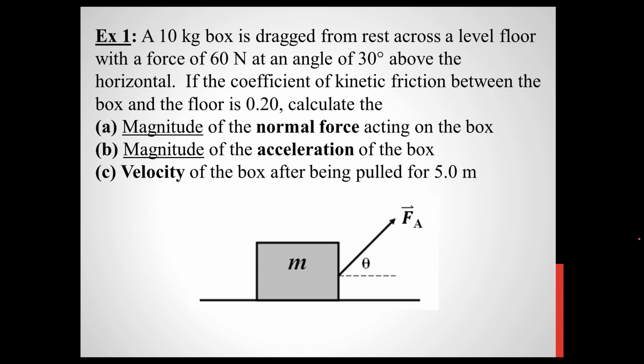Let's look at an example problem now. I have a 10 kilogram box that's being dragged from rest across a level floor with a force of 60 newtons and an angle of 30 degrees above the horizontal. I'm given the coefficient of kinetic friction value between the box and the floor, and I want to calculate three things: magnitude of the normal force acting on the box, magnitude of the acceleration of the box, and I want to know what the final velocity of the box is after I pulled it for 5 meters.